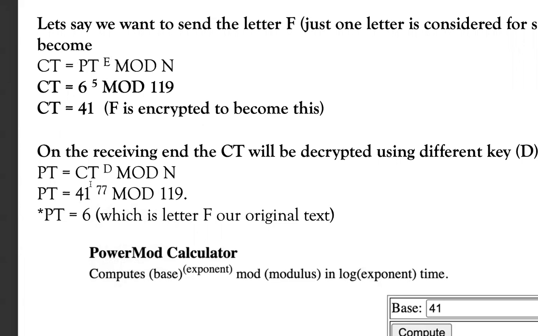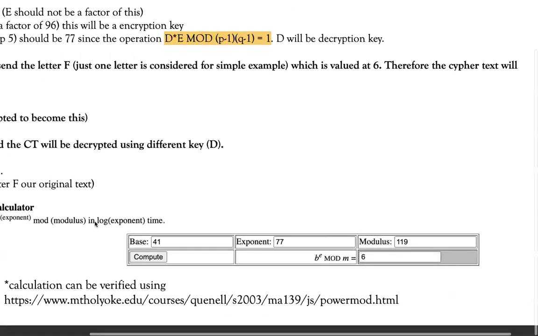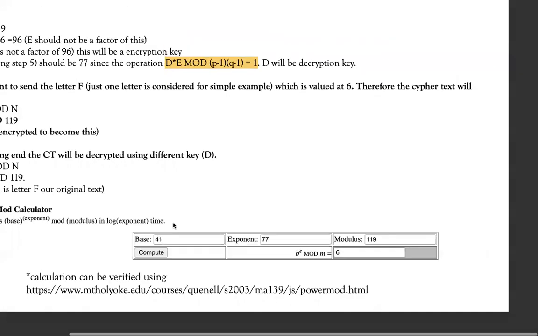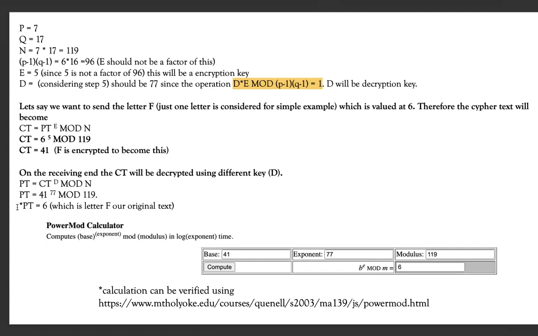Now, this calculation may seem pretty huge, and it is, but this really is the answer, 6. This is an online calculator that I use, and it's basically calculating very large values. This is the link for it. As you can see here, if I use base 41 and exponent 77 and perform a modulus 119, the answer of this expression is 6. So safe to say, I am back with my original plain text, that is 6.